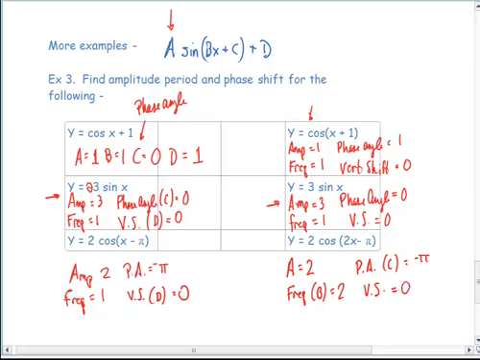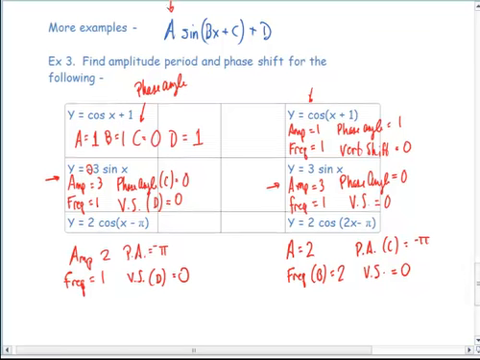Hopefully this video helps you in understanding some of the basics of graphing the sine and cosine function, and my next video will talk about how we graph these more complicated functions, but first you should understand how we graph the basic sine and cosine.